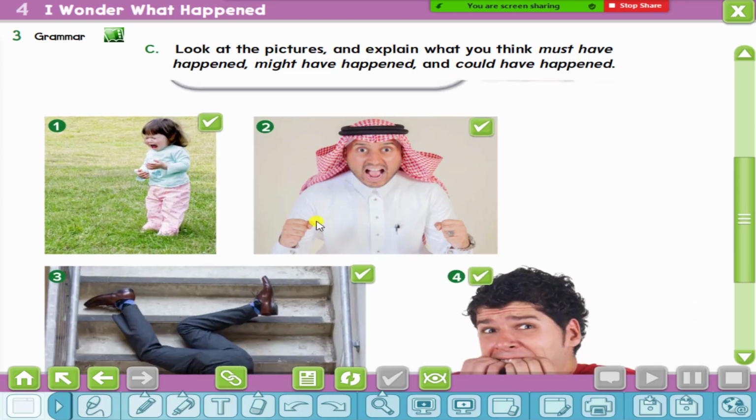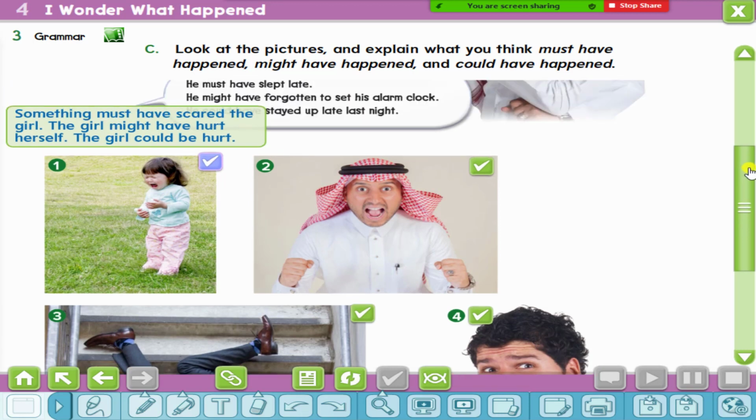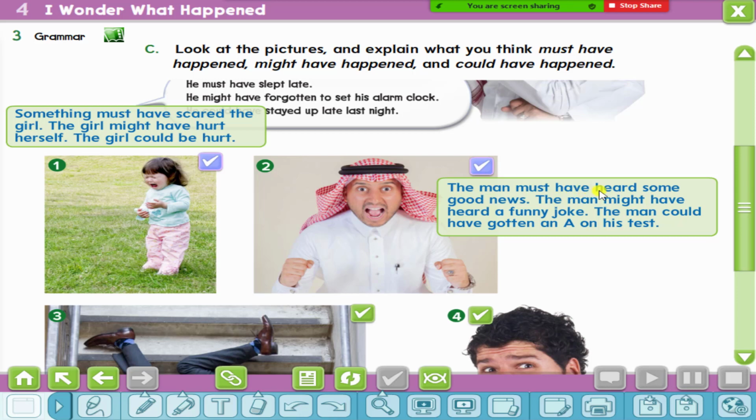This picture here, this girl. The girl is crying very much, so we say something must have scared the girl. The girl might have hurt herself. The girl could be hurt. Okay, number 2. This man, he seems to be surprised. So we say, the man must have heard some good news. The man might have heard a funny joke. The man could have gotten an A on his test.